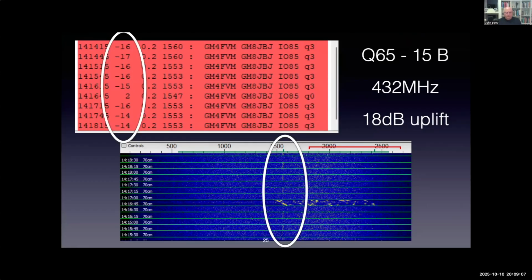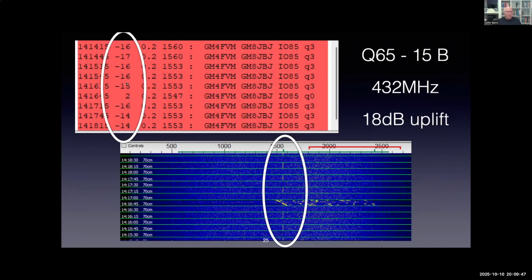Here's what happened. We set up a path which worked with a normal state of affairs at -16 dB below the threshold. And there you are. The timings, for those not familiar: this is 14:14 hours, 14:14 and 15 seconds. And this is him receiving me, I think. Yep. And we're registering a signal level of -16. And then 14:45, 15:15, and so on.